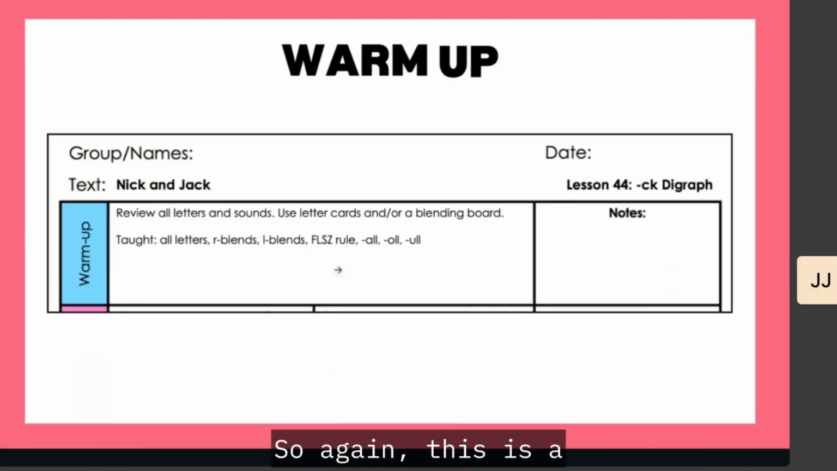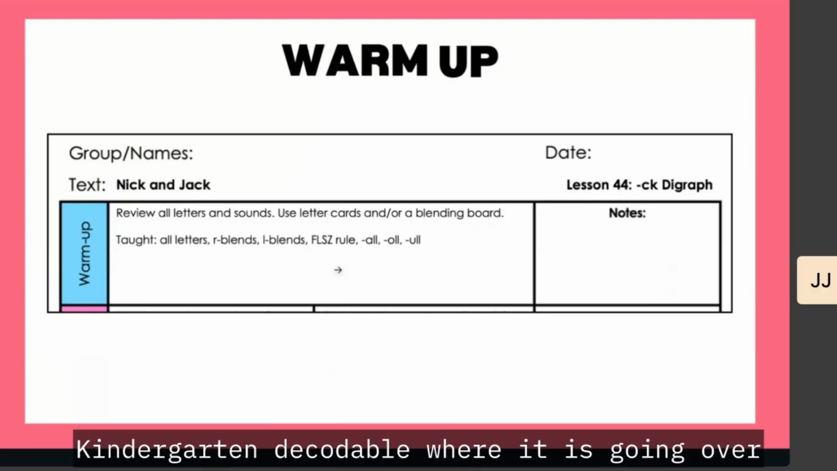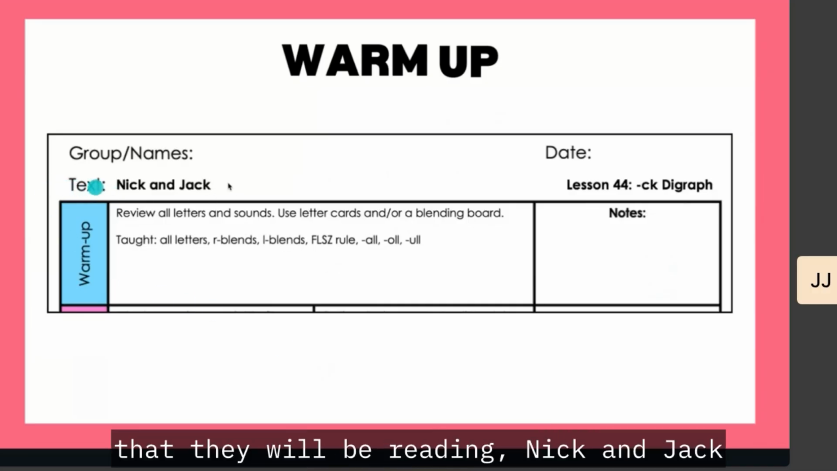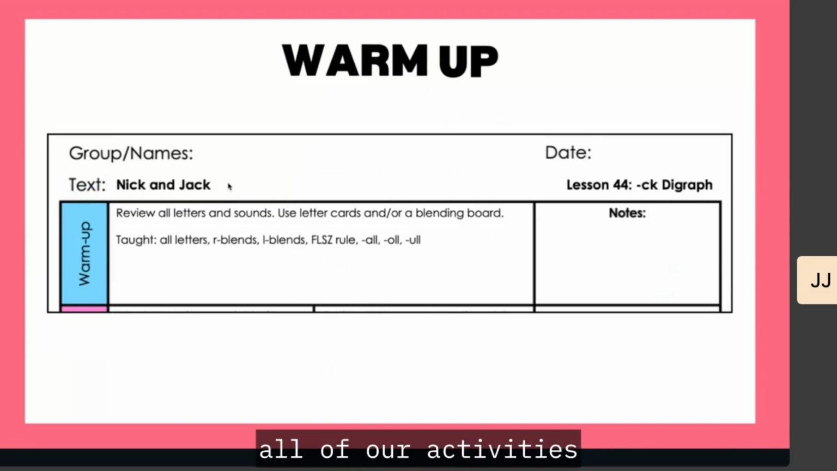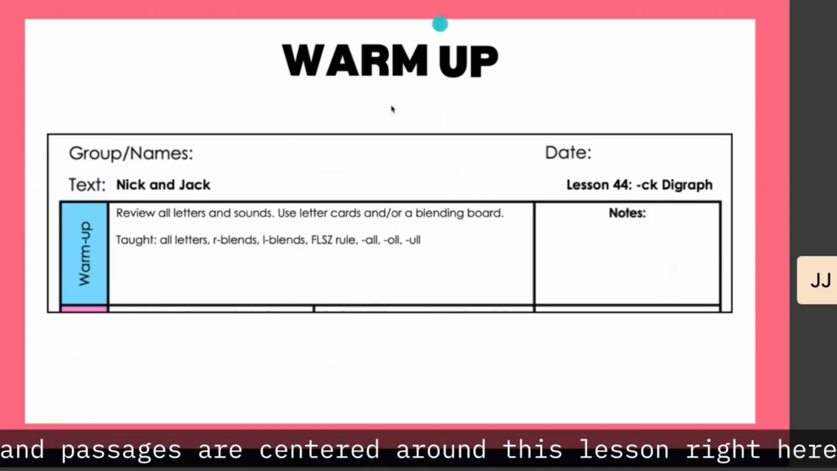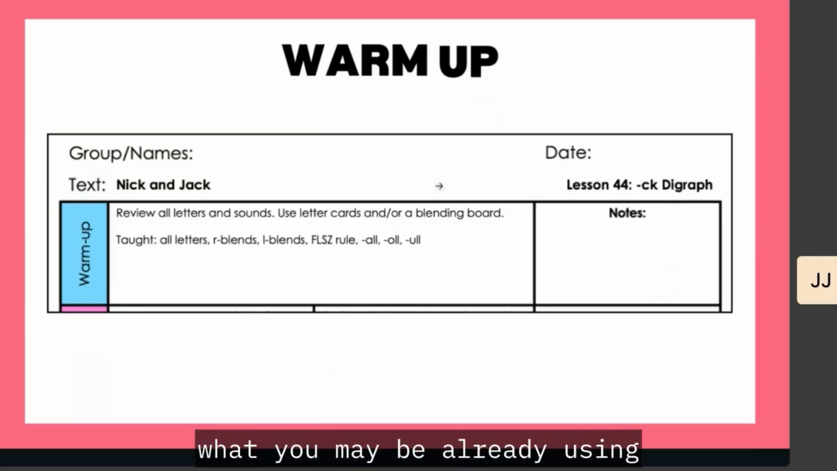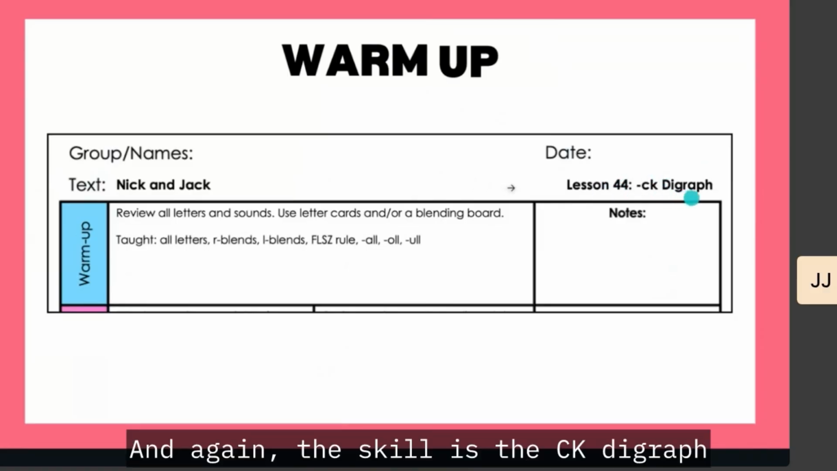First we have a section for the warm-up. This is a kindergarten decodable going over the CK digraph. You can see right here the text that they will be reading, Nick and Jack. All of our activities and the decodable texts and passages are centered around this lesson. This is lesson 44, and it works with UFLI. So if you do use UFLI, you're able to pair this with what you may already be using if you need more resources. Again, the skill is the CK digraph.